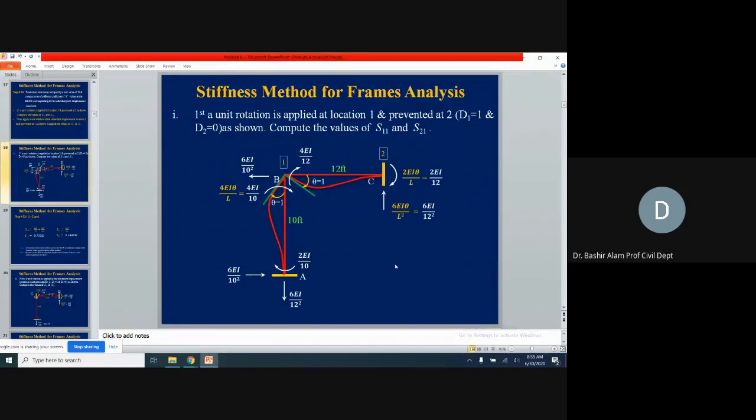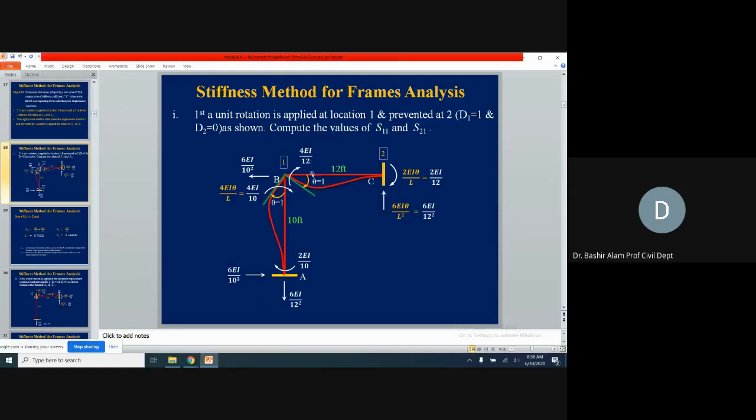For this particular problem, we have A, B, and C. At A, we are providing that unit rotation. So you can see theta is equal to 1. Why this deflected shape? Why not the other way around? This bulging is going up. Instead of this concave, we have convex here, and this is now to the right. So what will happen when you draw a tangent to that new deflected shape?